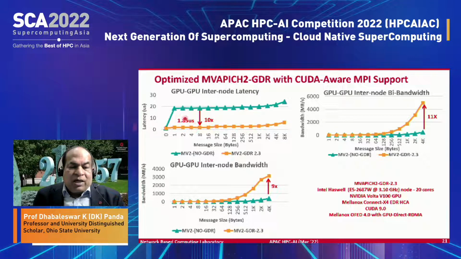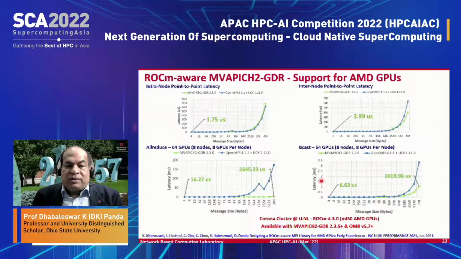But if you take a look at this number, you see 1.85 microseconds. We are able to send data from a GPU of one node to the GPU of another node, not on the same node, in just 1.85 microseconds. That gives a very big benefit with respect to latency. We can also push bandwidth and bidirectional bandwidth, and those lead to real benefits in application performance. So that is with the NVIDIA GPUs.